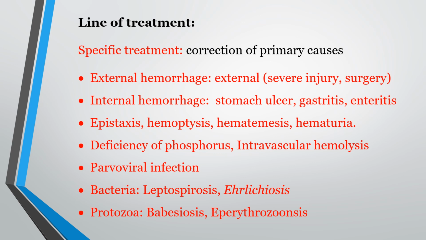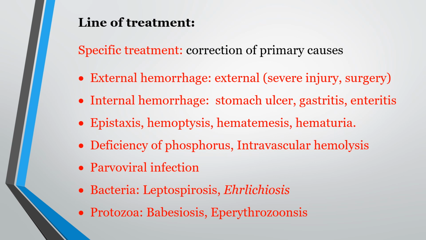Deficiency of phosphorus causes intravascular hemolysis. The parvoviral infection also causes anemia in two ways. One, it causes suppression of bone marrow and there is suppression of hemopoiesis. The second reason is it causes hemorrhagic gastroenteritis. So also there is loss of blood.